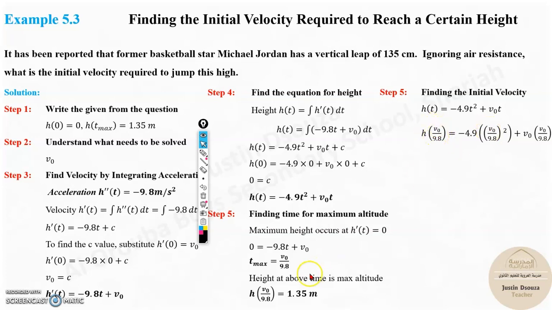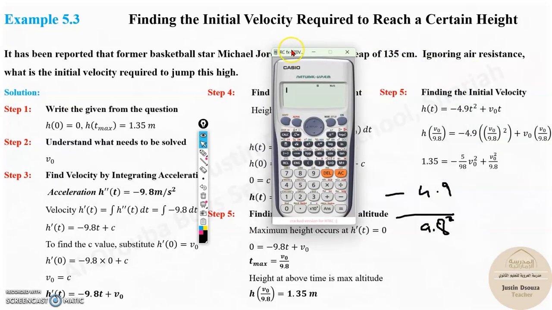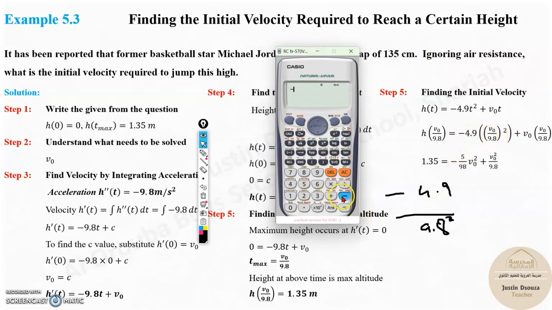H of v naught divided by 9.8 is 1.35. You can write over here 1.35. Now t square is v naught by 9.8 square. Now what is negative 4.9 divided by 9.8 square? That is negative 5 by 98. You can do this in calculator. Let us just do it. If you're getting confused, just remember this negative 4.9 is outside the bracket, it is like this.